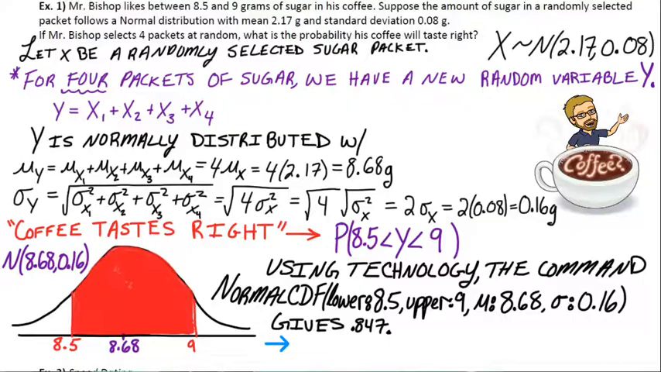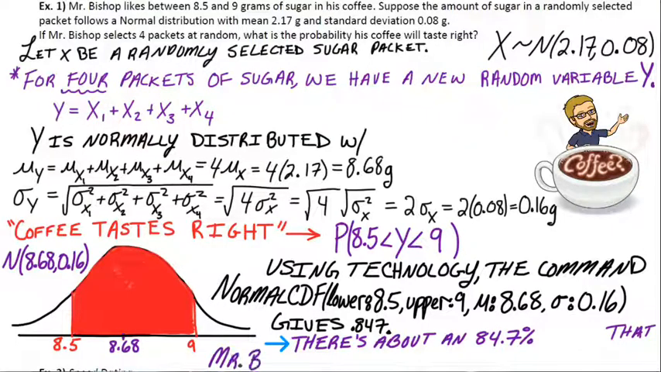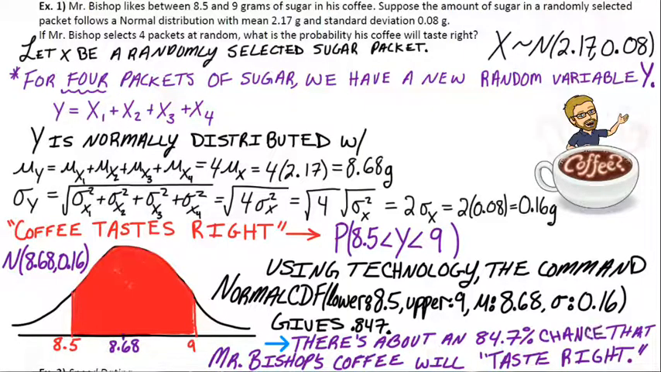So in context, what does it mean that we got an area of 0.847? Well, apparently, that's the probability that Mr. Bishop's coffee actually tastes right. So we can say there's about an 84.7% chance that Mr. Bishop's coffee will taste right.